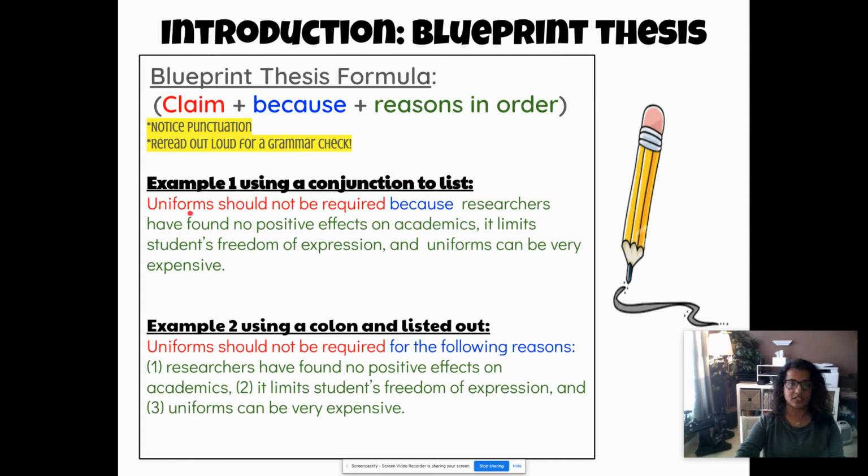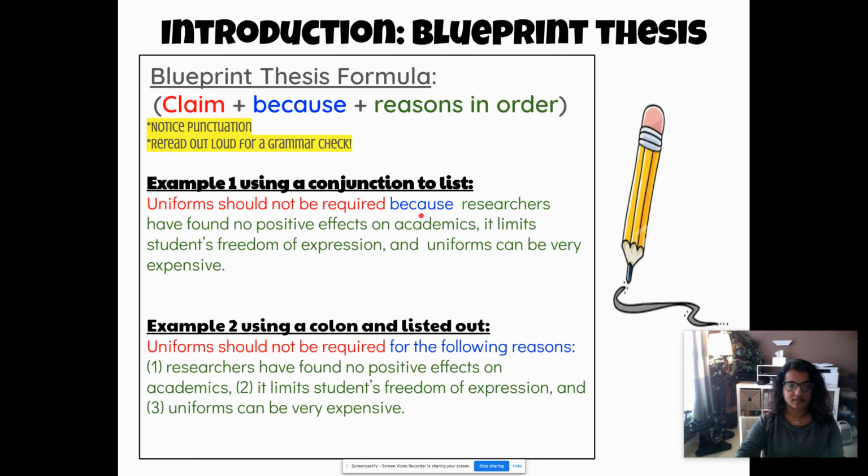So here's my first example. Remember, I color coded it. Red is claim. Then I have the because in blue. The green is my reasons. Uniforms should not be required. There's my claim.